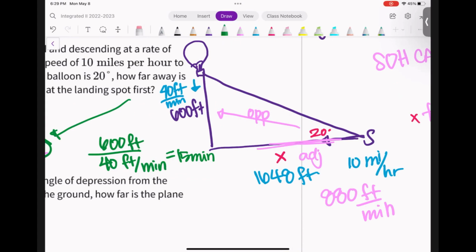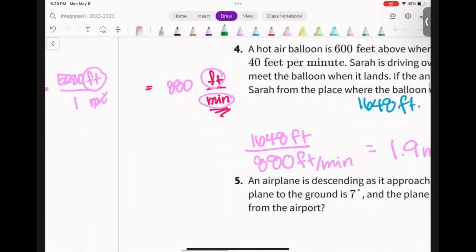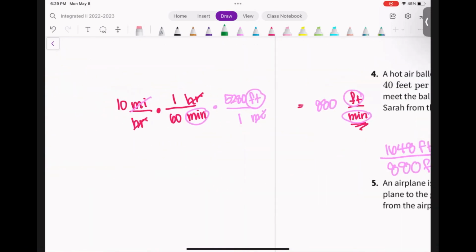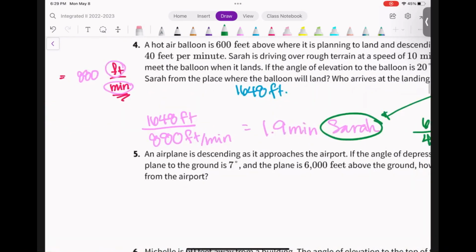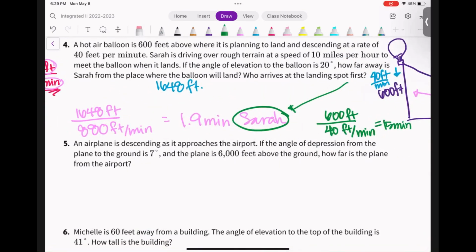Now, with the rates and stuff, the dimensional analysis really helps me understand what we're doing. And then now you're just dividing, right? Like if you have to cover 1,648 feet and every minute you're covering 880 feet, it's only going to take you about 2 minutes to get there, right?